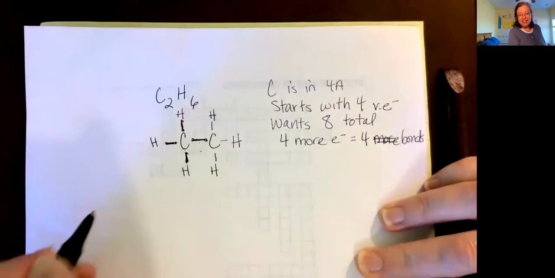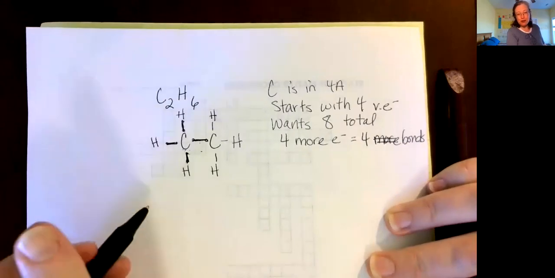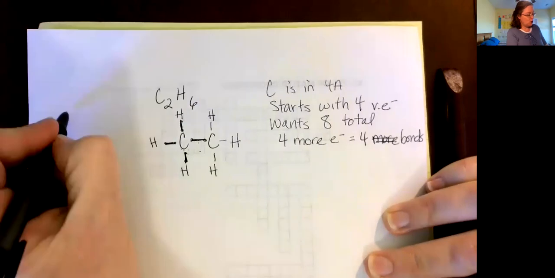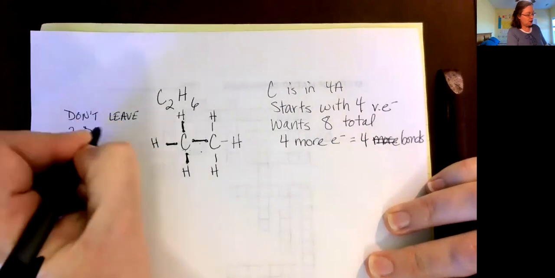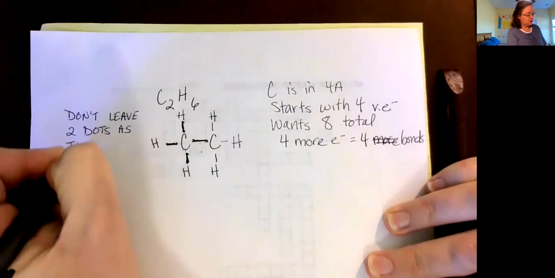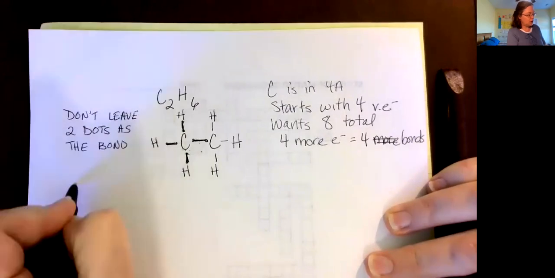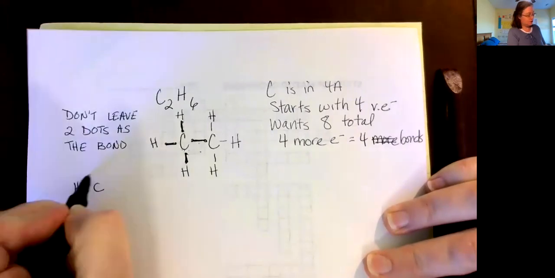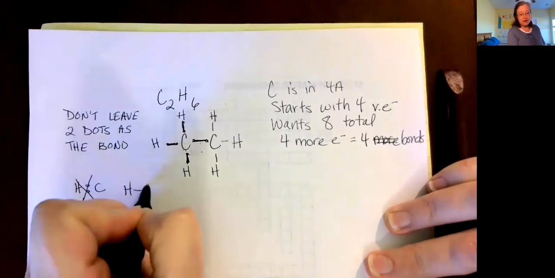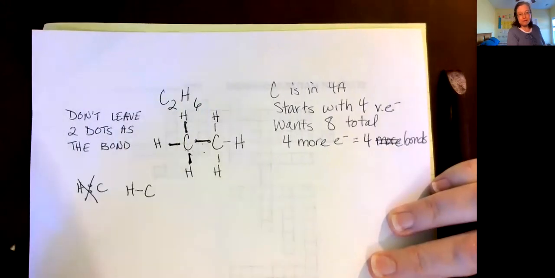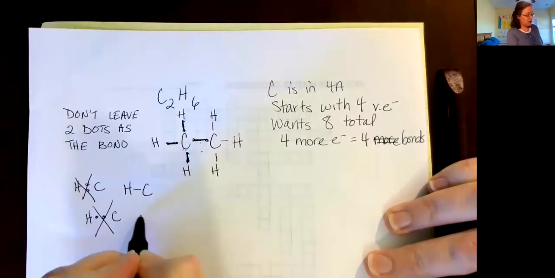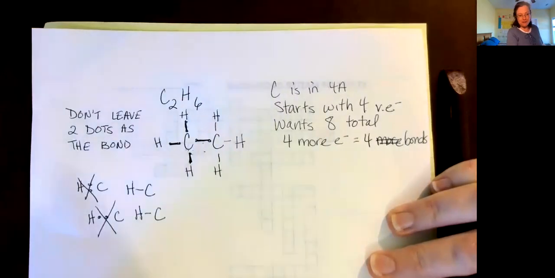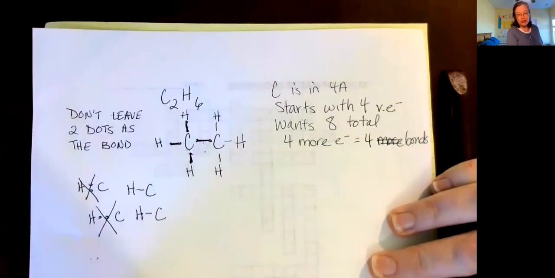In fact, you know what? That's going to be the passcode for this part 2 of the video. Our passcode is: don't leave 2 dots as the bond. I don't want to see this. I want to see this. Okay? I also don't want to see this. I want to see this. Okay, so that's our passcode for this video. Don't leave 2 dots as the bond.